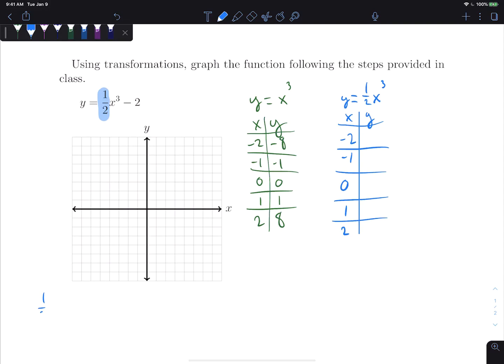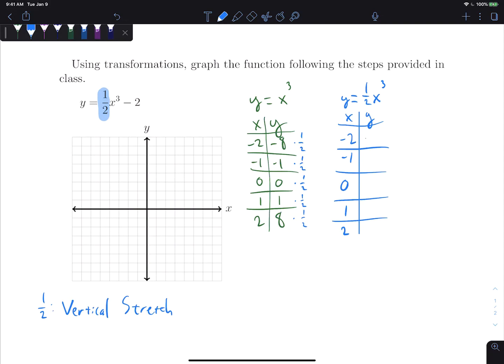And that 1/2 is on the outside, so it is vertical. And it is multiplying, so it is going to be a stretch. Now, technically it would be a shrink, but it'd be a stretch by a factor of 1/2, meaning that we're going to multiply by 1/2. So I'm going to multiply each of the y values by 1/2.